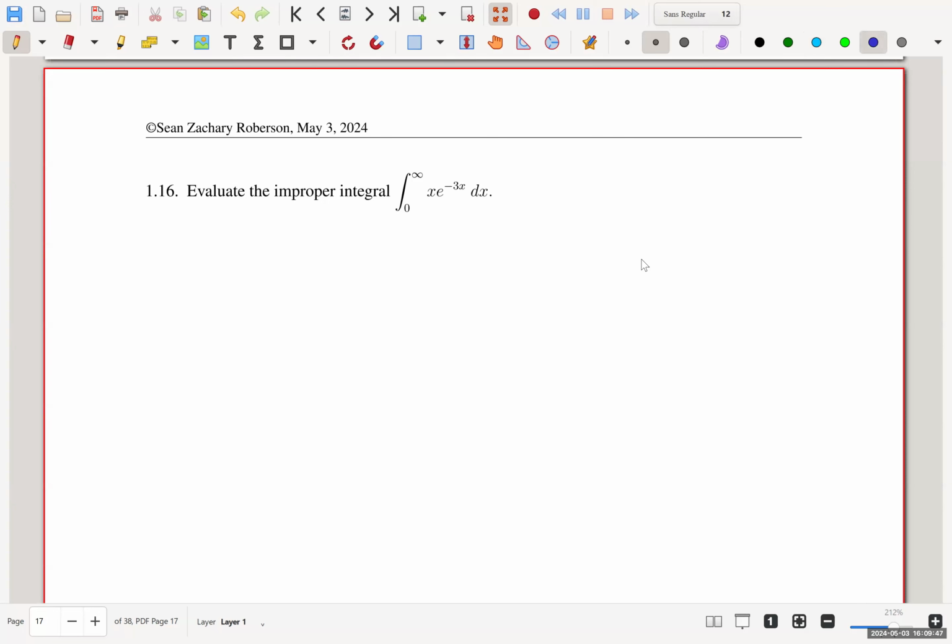So a very abridged version of this, I'll tackle this with the DI method. Choose D equal U equals X. Then we have the rest is e to the minus 3x.